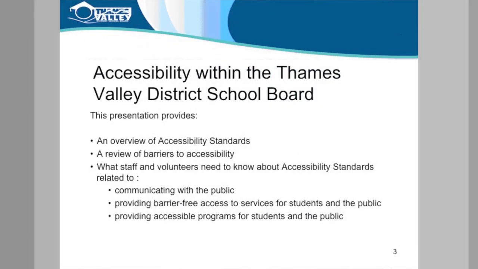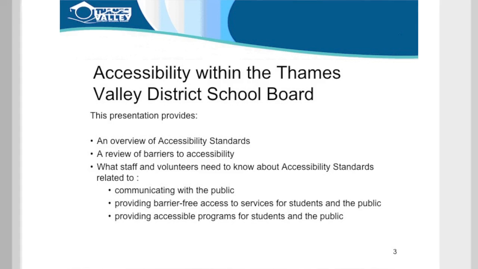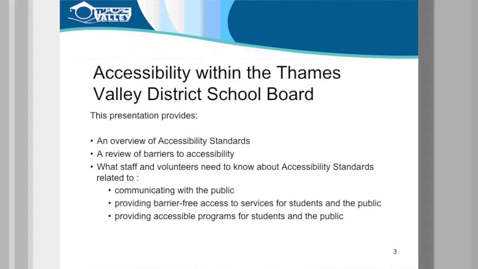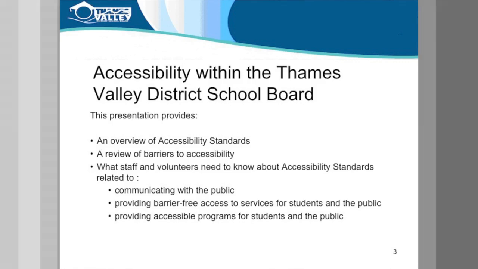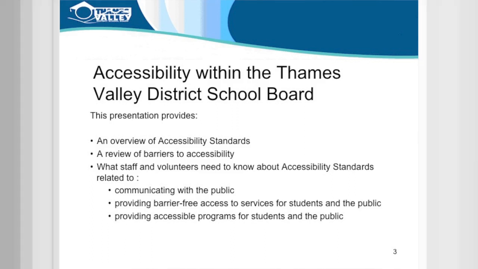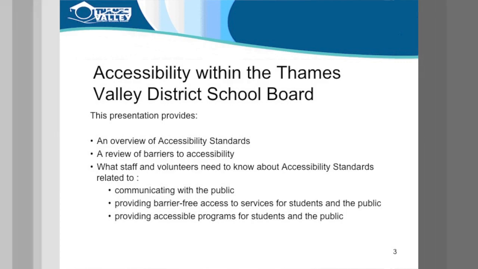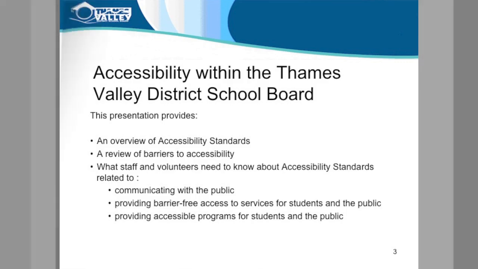This presentation provides an overview of accessibility standards, a review of barriers to accessibility, what staff and volunteers need to know about accessibility standards related to communicating with the public, providing barrier-free access to services for students and the public, and providing accessible programs for the students and the public.